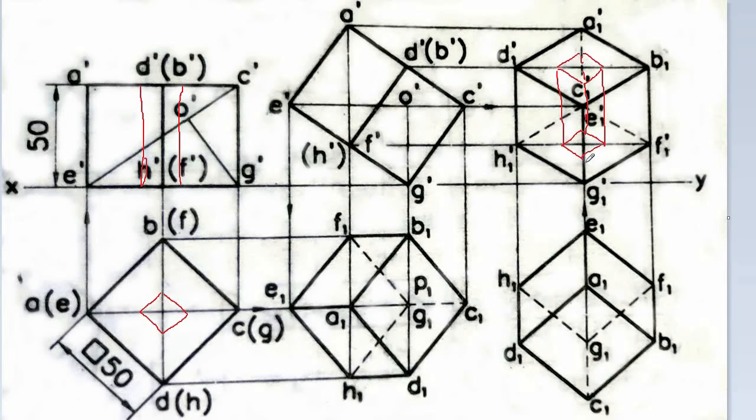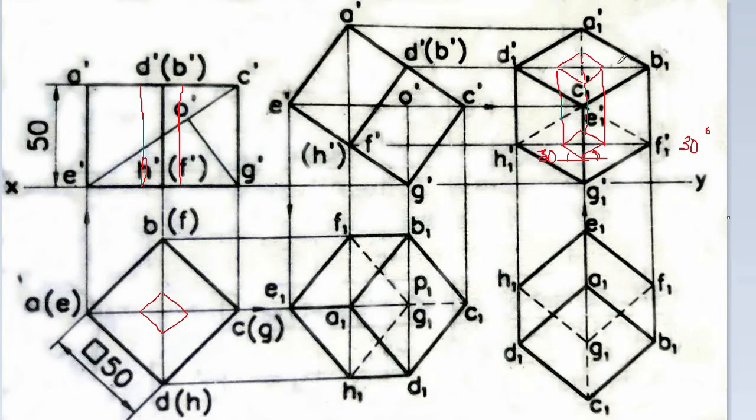And what about the side dimensions? It will be 0.816 times the actual dimension. And what about this angle? This angle will be 30 degrees. This is 30 degrees. This angle will be 30 degrees, and this angle will also be 30 degrees.